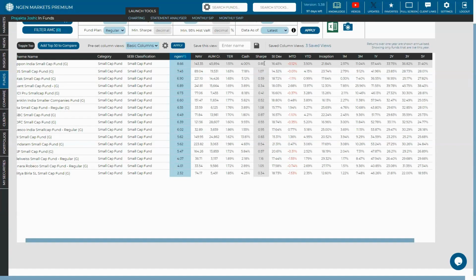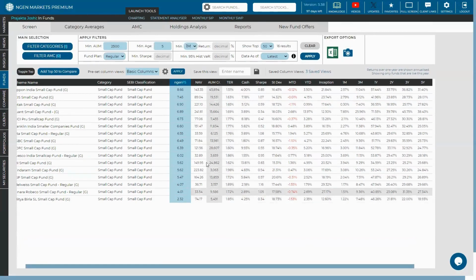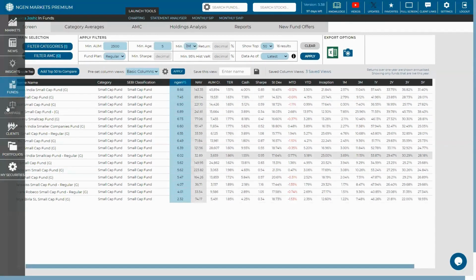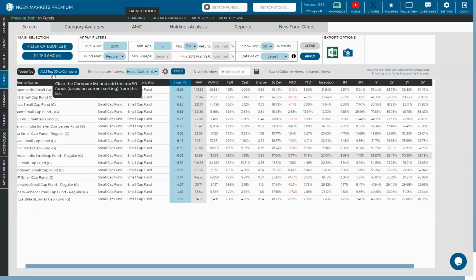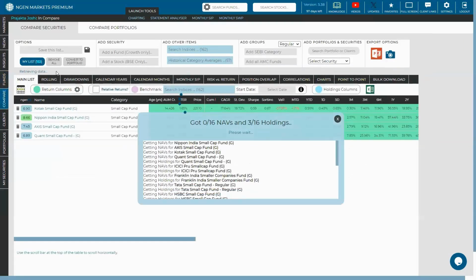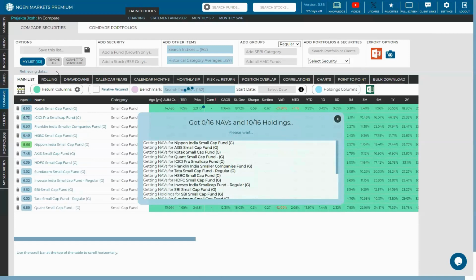Now, this does not really become a fair comparison to analyze these funds. And that is exactly the reason we take all of these funds in the compare section so that we can put in a common start point for further analysis of these funds, right? To take them to the compare section, what you can do is use this toggle button at top, add 50 to compare. In one single shot, all these funds will get added in the compare section, up to 50, of course. In this case, we have only 16. So the moment I click on this, all the 16 funds are going to get added in the compare section.